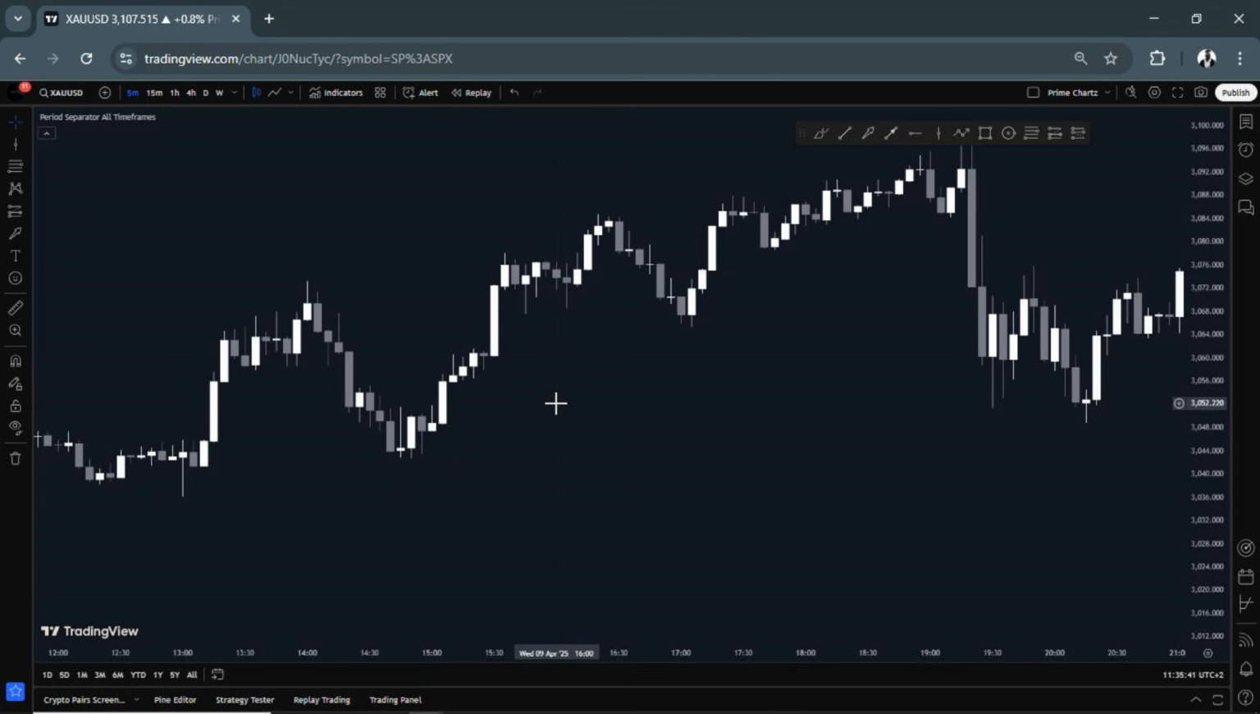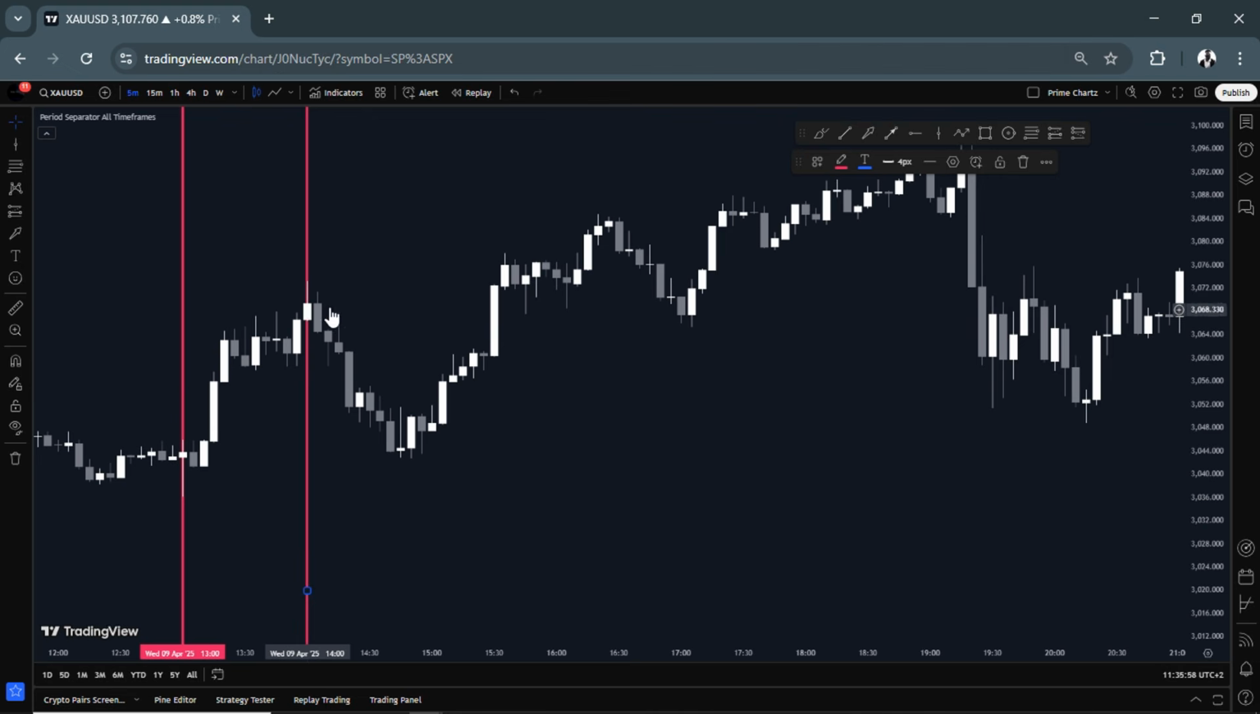All right, traders, so here we are again, looking at gold on the 5-minute time frame, just like always. Let's get to work. I'm going to start by drawing my vertical line at exactly 1 p.m., followed by another one at 2 p.m., just like we discussed earlier. Now let's focus. From 1 p.m. to 2 p.m., what's the trend looking like? Yep, you guessed it, bullish. We've got a nice push to the upside.